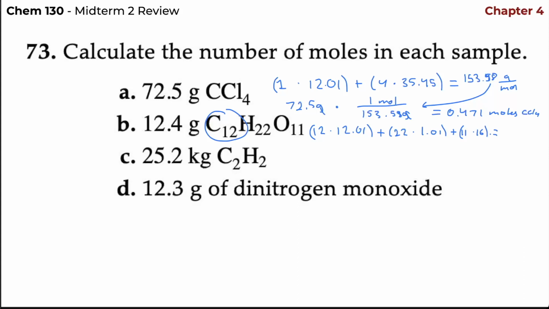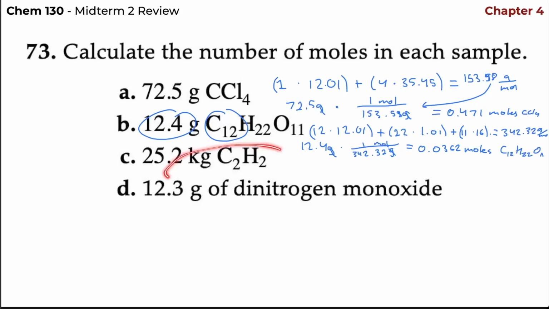Right? And we take that and we get 342.32 grams per mole. And then we take this and we multiply it: 12.4 grams times 1 over 342.32. And this is mole, and this is grams, right? Cancel, cancel. What do we get? We get 0.0362 moles of C12H22O11, right? And that's our answer.